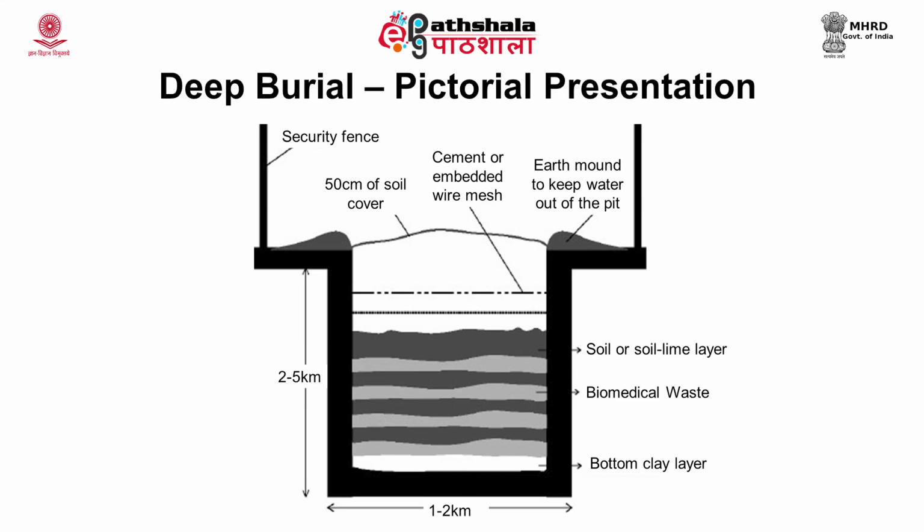This figure shows a pictorial representation of a deep burial unit. It consists of a bottom clay layer, above which the biomedical wastes are layered, and alternatively it is layered with soil or a soil lime layer. The overall height of the system should be around 2 to 5 meter and the width should be around 1 to 2 meter. The top 50 centimeter should always be covered with a soil cover. Below the soil cover, there should be a cement or embedded wire mesh.